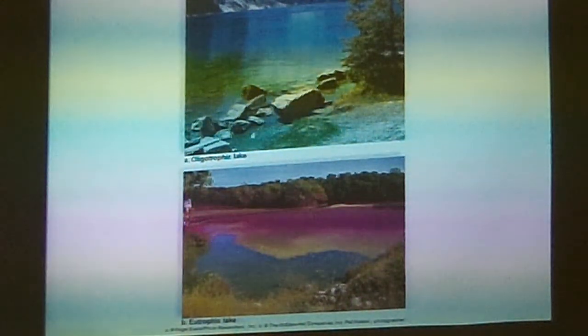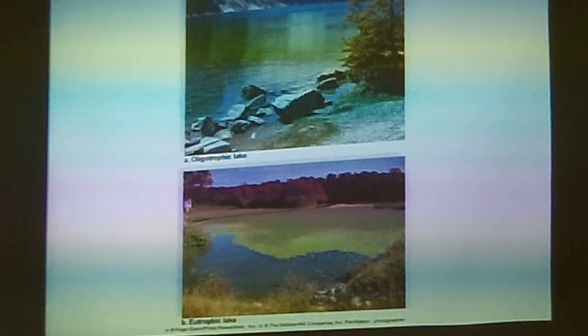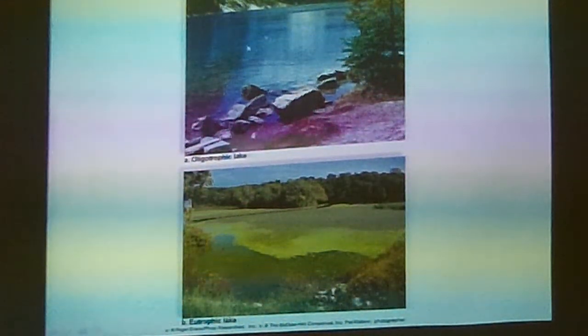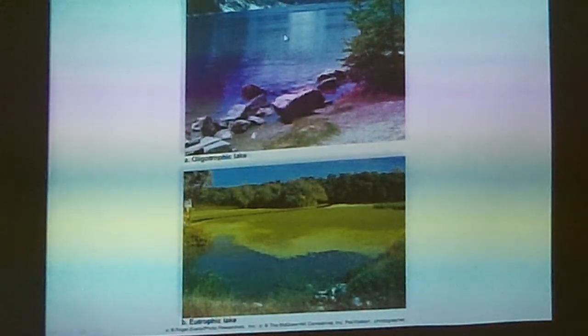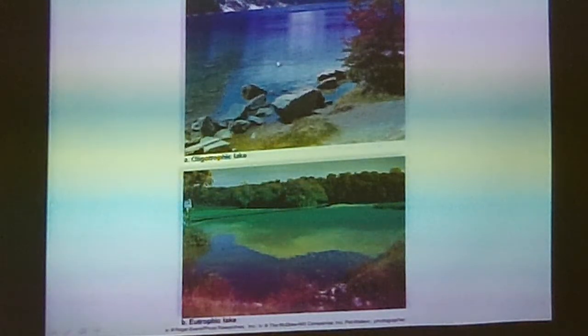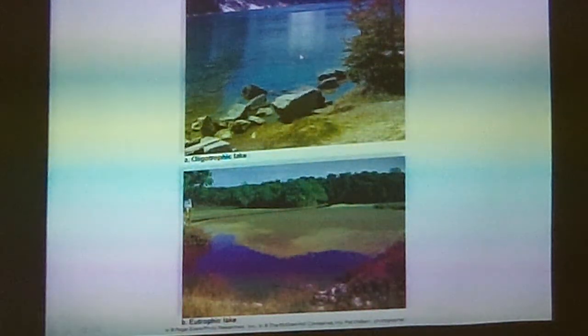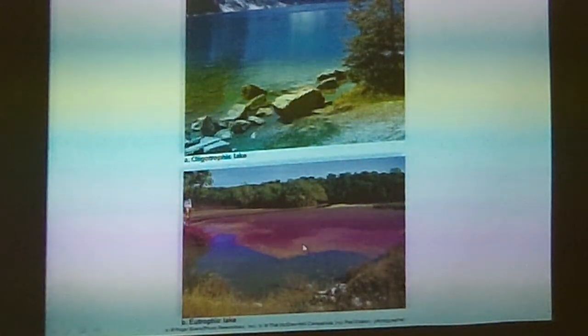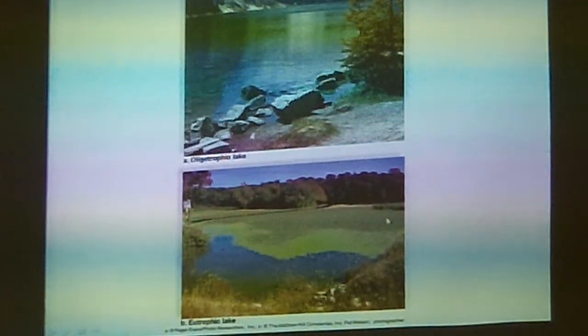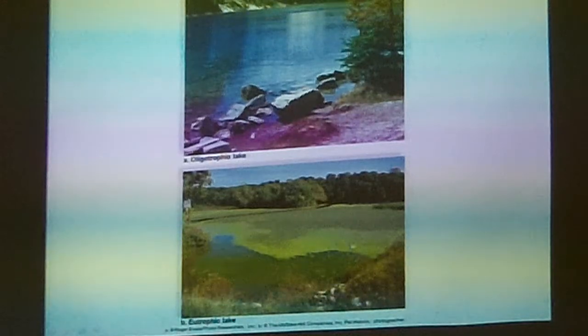And so it's these nutrients that we're talking about when we say that an oligotrophic lake doesn't have many nutrients in it. It doesn't have much of this in it. And so you don't get much growth in the lake, so that's why it's so clear and pretty. A eutrophic lake has a lot of nutrients in it. And look at all the growth you see. That's all algae growing in the lake.